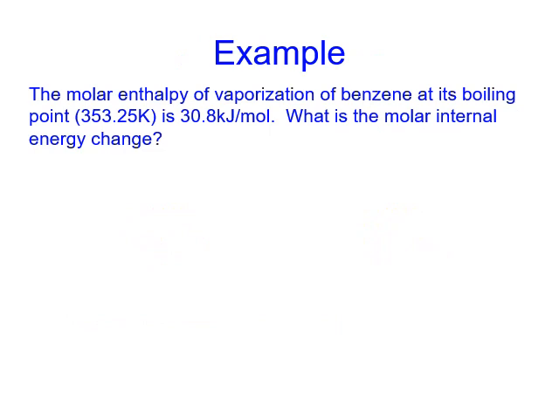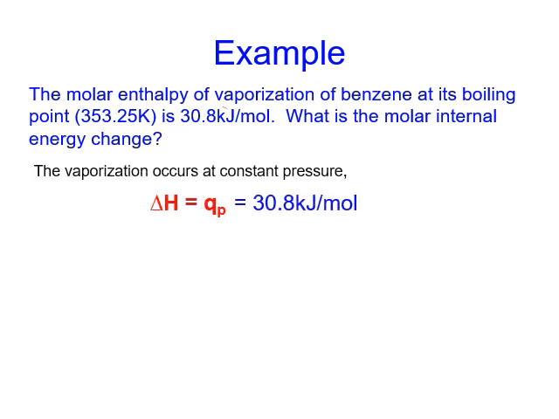Simple question. The molar enthalpy of vaporization of benzene at its boiling point is 30.8 kilojoules. What is the molar internal energy change? Now first, for the vaporization process, the pressure is constant. So it's a constant pressure process, and therefore the vaporization enthalpy change equals heat. So we know this process heat is 30.8 kilojoules per mole.